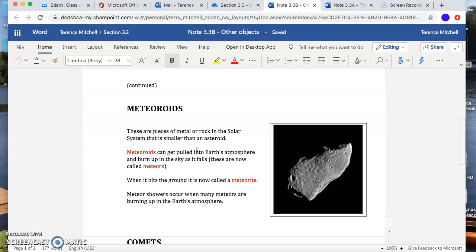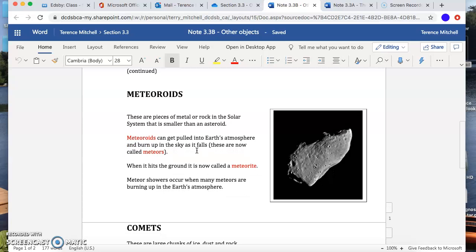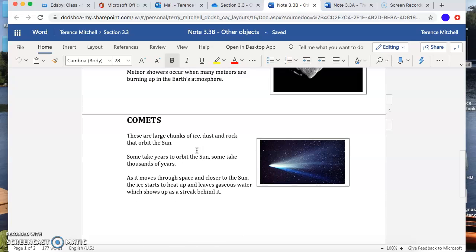And then if it manages not to totally get burnt up, most of the time it does, but now and again a little piece will make it all the way through. If it hits the ground, it's called a meteorite. And meteor showers occur when the meteors are burning up in the Earth's atmosphere. So sometimes you might say, oh, I saw a shooting star. In all likelihood, you saw a meteor in our atmosphere burning up.